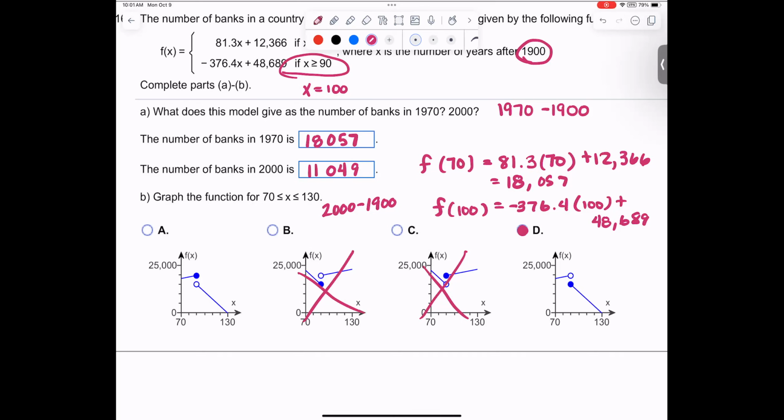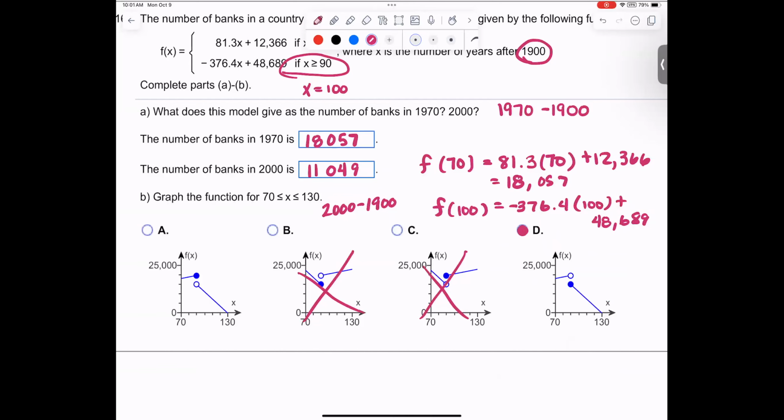Both of these pieces are lines. The slope of a line is the number in front of the X. The slope of that first part is 81.3. That is a positive number, so the first part of this graph has to go up. So it cannot be B or C because the first part of the graph is going down. So it's either A or D.